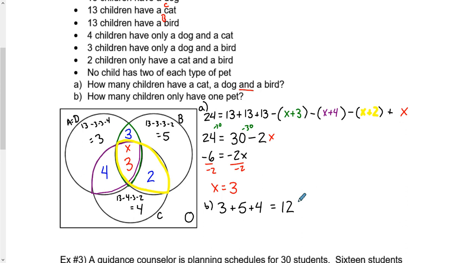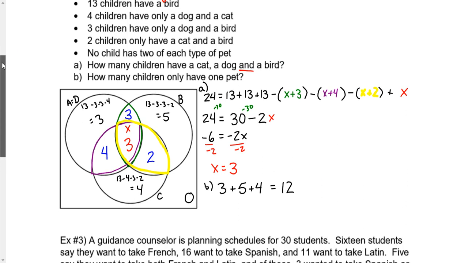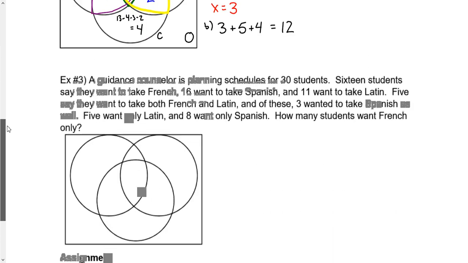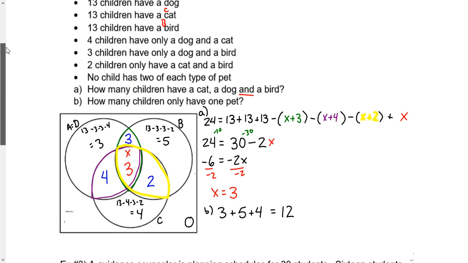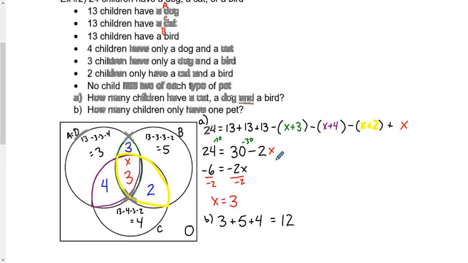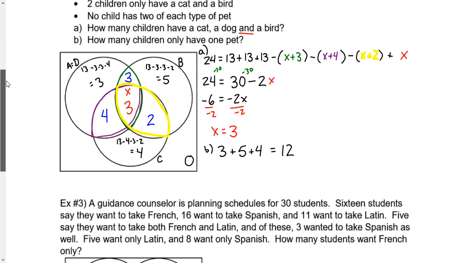There are 12 kids that have only one of any type of pet. 3 that only have a dog, 5 only have a bird, 4 only have a cat, 12 only have one pet. Last one. We also don't need the equation for this, but the reason I show you this equation on this one is you have to be paying attention to these x's. It's going to be a lot of the questions that you're going to ask me, and that's where you're going to get it from.